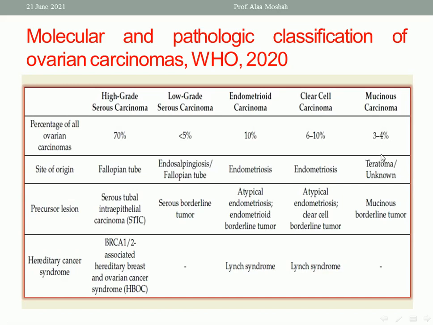What about the mucinous carcinoma? It constitutes 3 to 4%. The site of origin is related to teratoma or unknown. There is controversy about the mucinous tumor actually. And the precursor lesion is the mucinous borderline tumor.